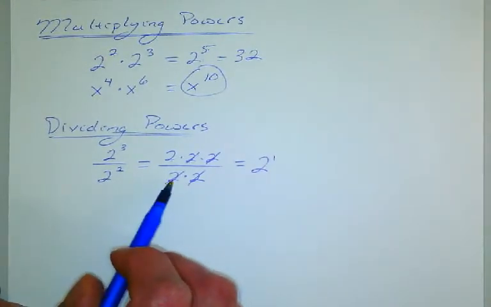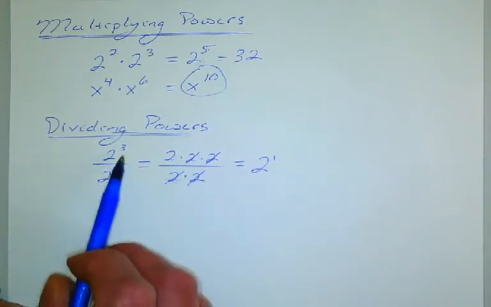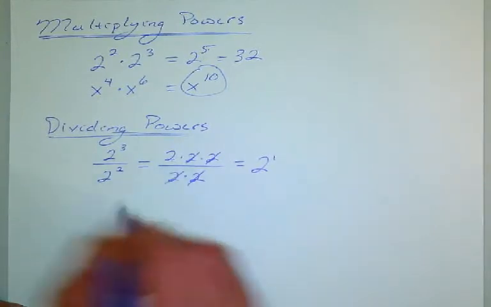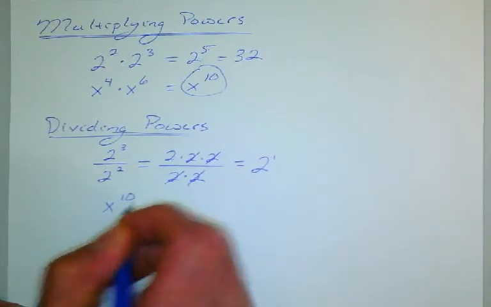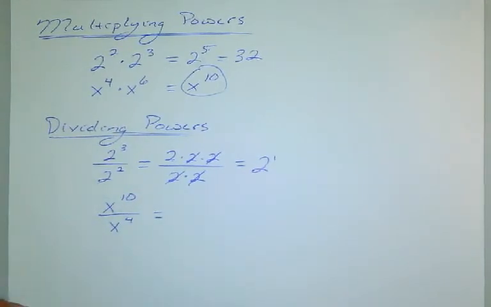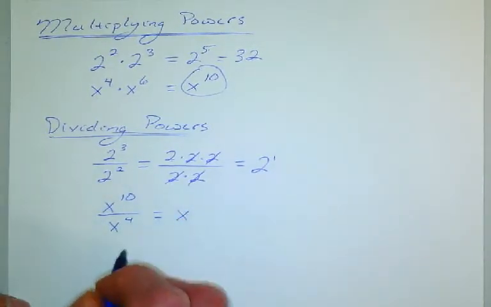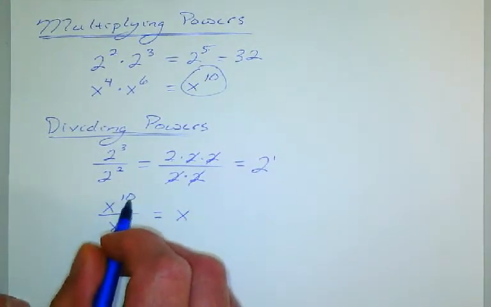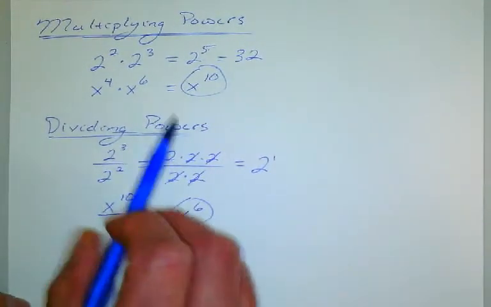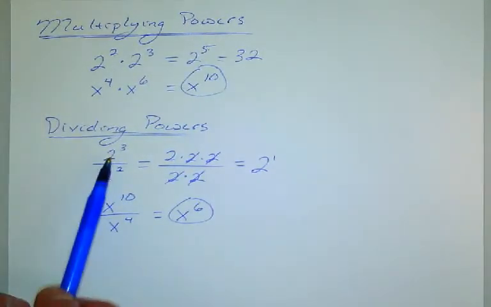Now, the rule here is we keep the base the same, so we kept 2. And really what we did was we subtracted our exponents. So if we had variables like x to the 10th all over x to the 4th, we could keep our base the same, which is x, and we can subtract our exponents. 10 minus 4 is 6.